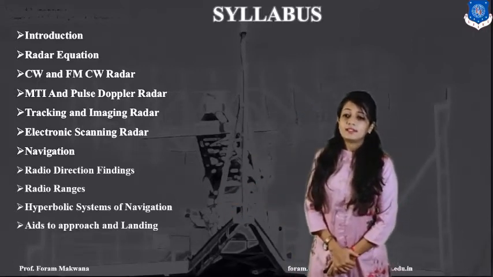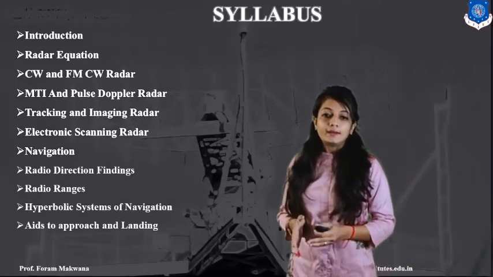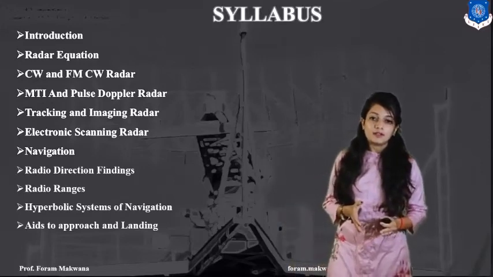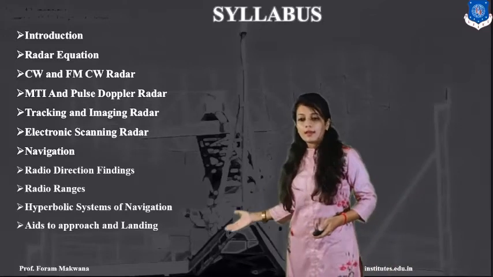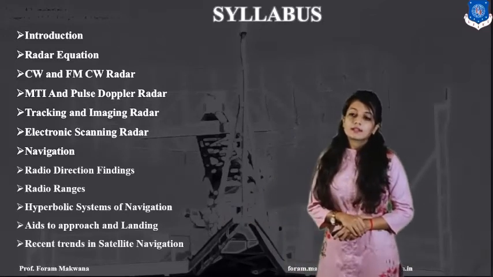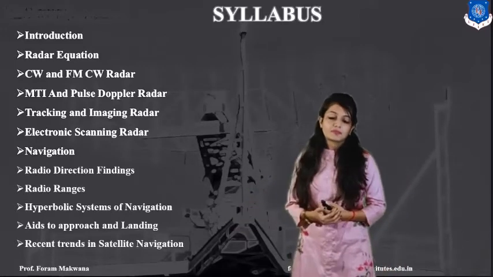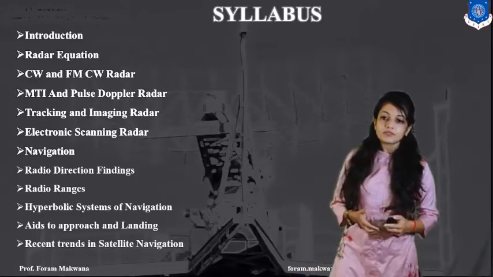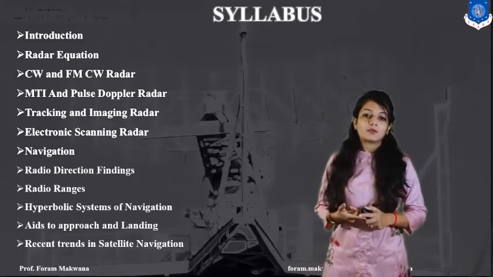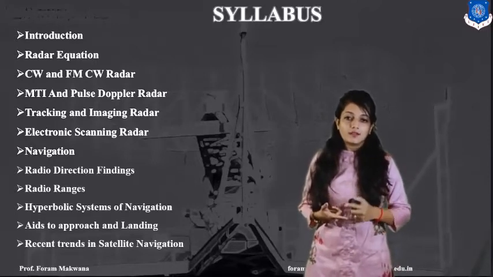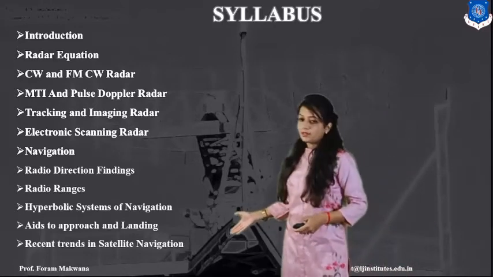Chapter number 11, that is aids to approach and landing. That is how we are able to land an aircraft safely with different methods that we are going to study in unit number 11. And the last chapter, that is the recent trends in satellite navigation. So we are going to study the applications of radar, like in satellite communication. Apart from that, GPS, NavIC receiver, its block diagram, everything that we are going to study in unit number 12.